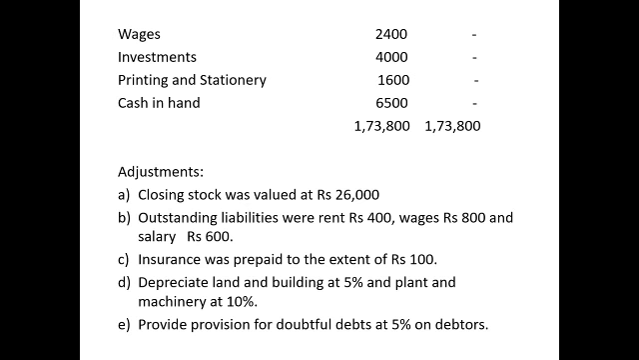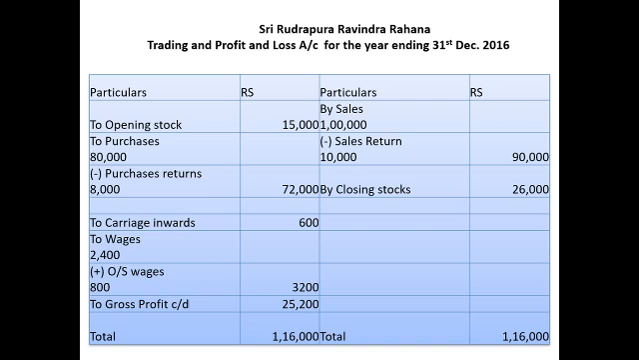Fine. After discussing the trial balance and the adjustments, we will go for the solution. First we will prepare the trading account. The particulars debit credit format is there. Usually we start with the opening stock 15,000, and purchases, in that returns are there, so we take net purchases 72,000, carriage inward 600, wages, there is an adjustment of outstanding, so we have to add that. So total wages 3,200.